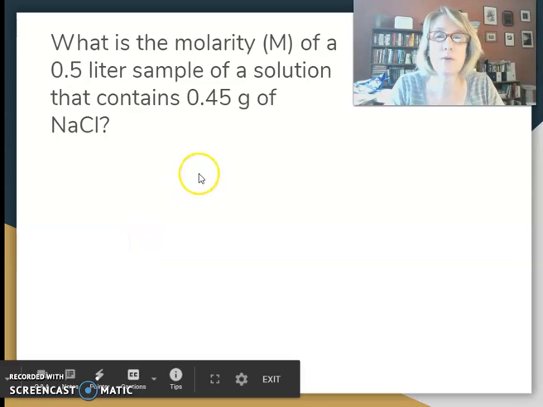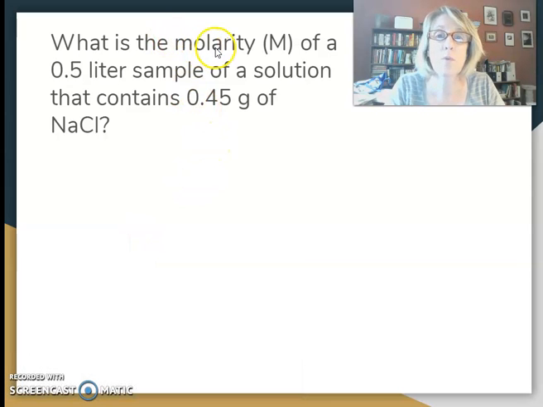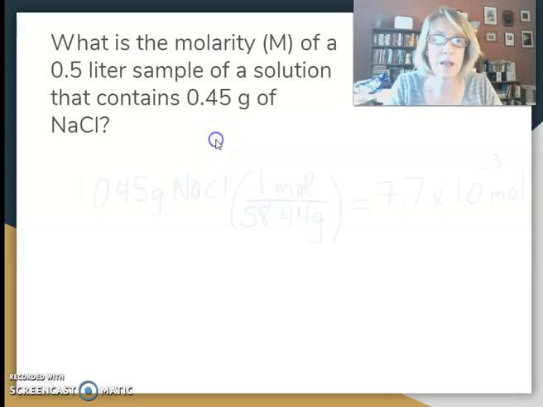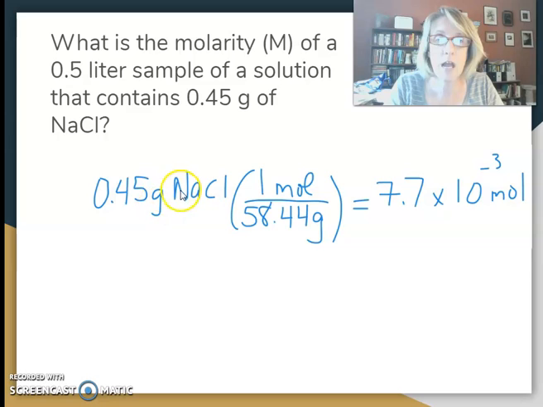And here's another question. So now we have to add one more step. What is the molarity of a 0.5 liter sample of a solution that contains 0.45 grams of sodium chloride? Okay, so here we're given grams, but in order to get to molarity, remember molarity is moles per liter. So we go back, grams, we have to convert to moles, right? So you need the molar mass. So we can take 0.45 grams of sodium chloride, and the molar mass is 58.44. So moles over grams, we cross out the grams, and we get 7.7 times 10 to the minus 3 moles.